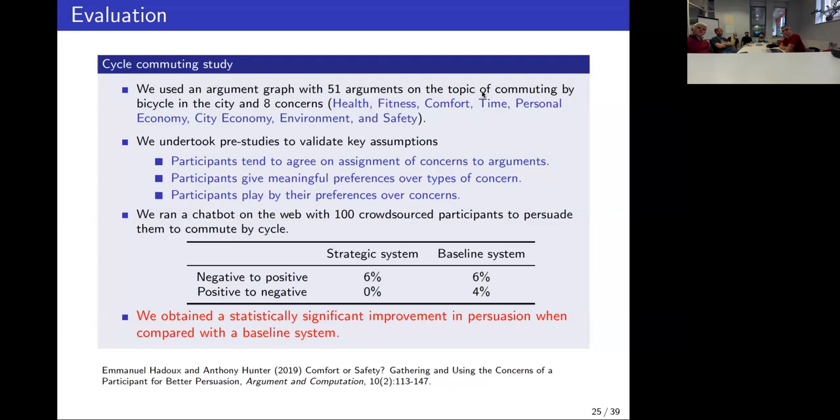And so when you look at the data, we had a strategic system that used this local strategy of using concerns and a baseline system that just randomly picked. And you see with the strategic system, 6% went from negative to positive. So we asked them before and after about whether to cycle in the city. And none went from positive to negative, whereas with the baseline, almost an equal number went from negative to positive and positive to negative. So it was a statistically significant difference. So this gave us some encouragement.